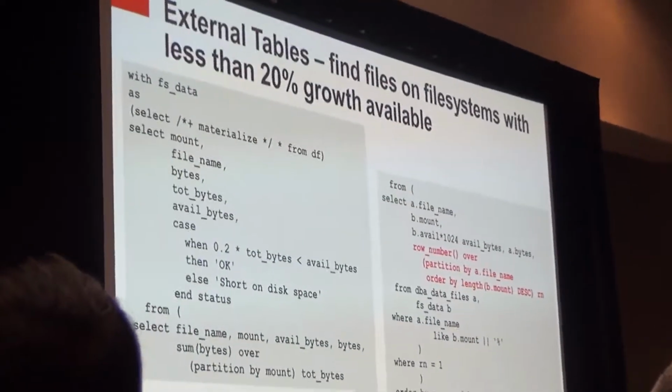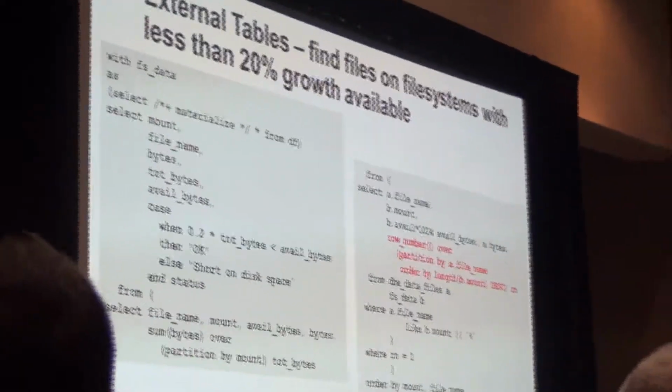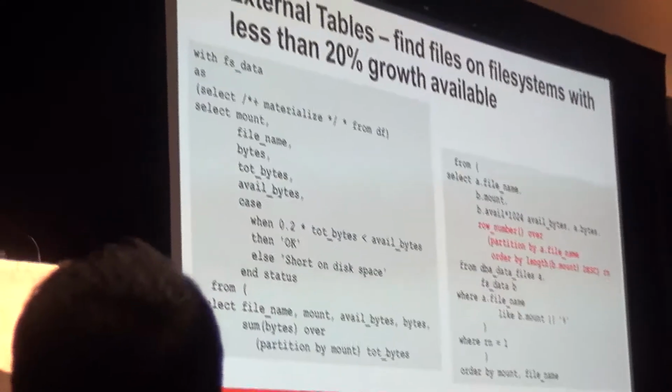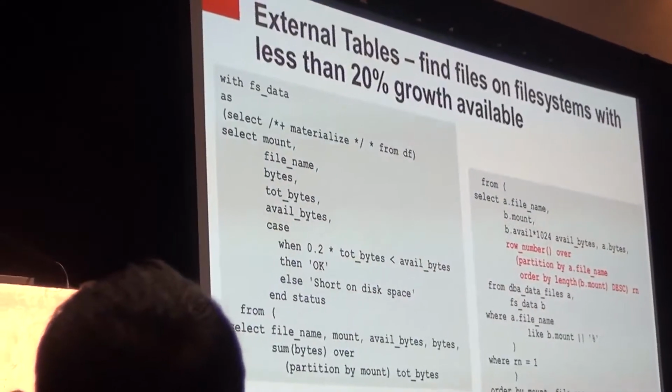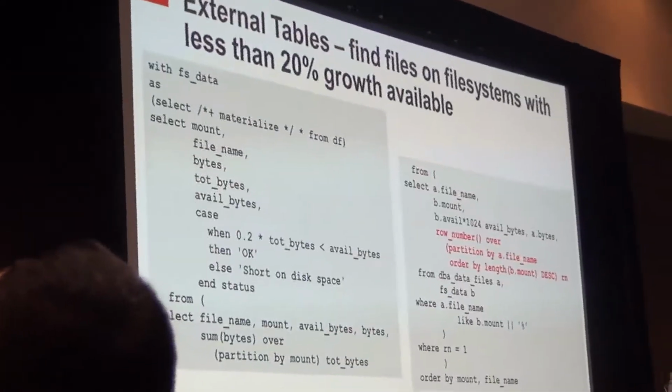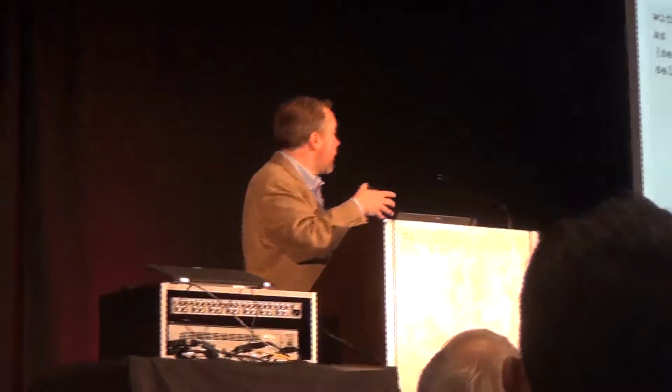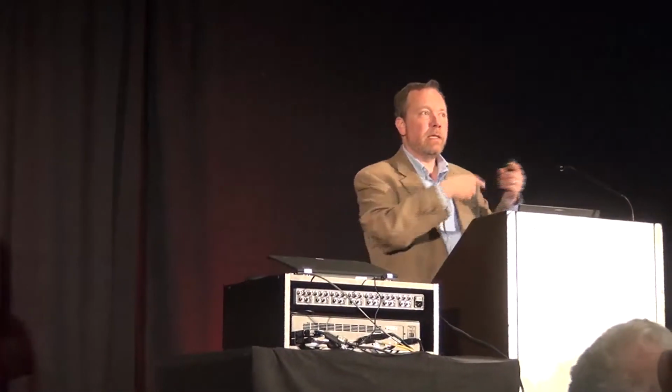But I'm using analytic functions and other advanced capabilities to sort of join DBA data files with the file system, find a mount point with the longest name that matches my file name, keep that one, and then aggregate and make sure that I have that 20% extra capacity. So I need to know a couple of things here. I need to know about external tables, the preprocessor command, and how to use analytic functions.